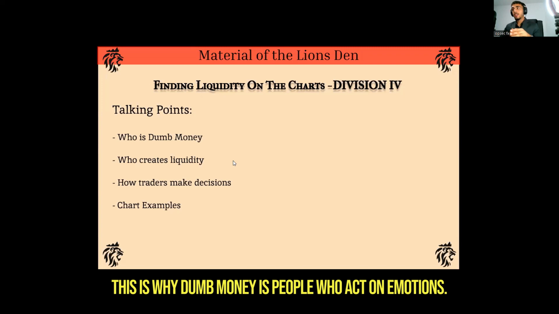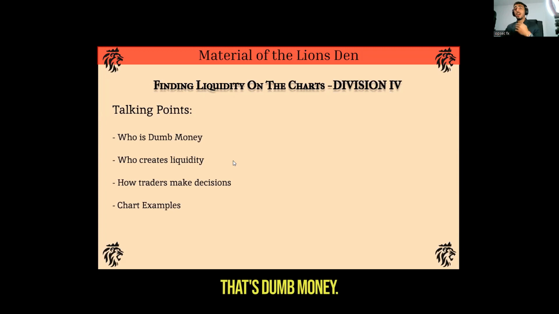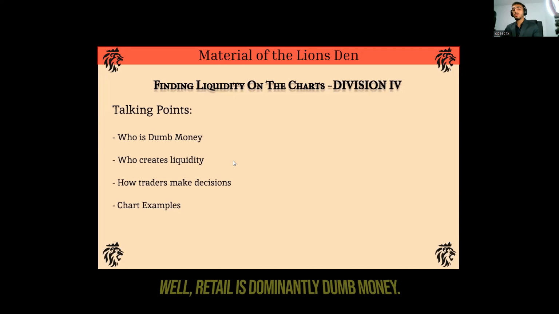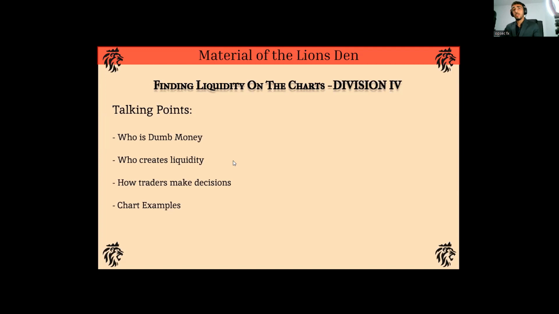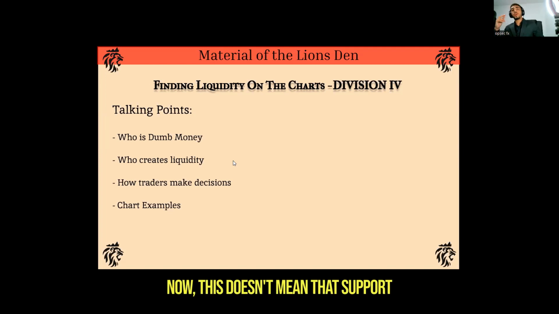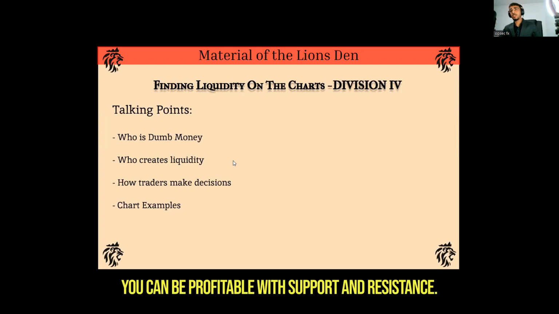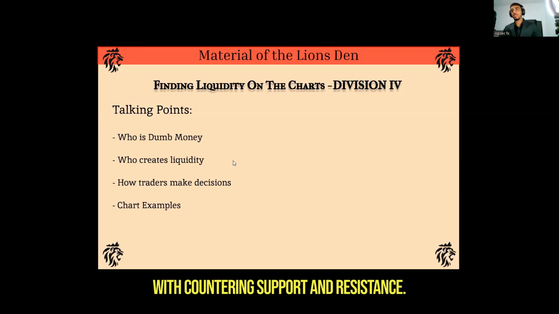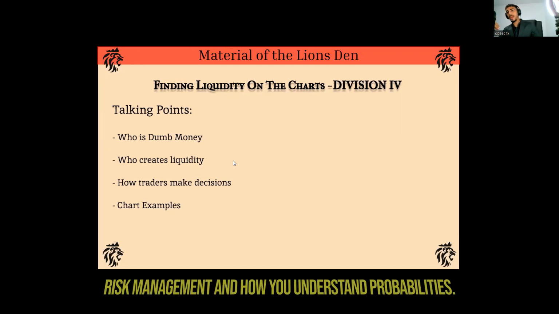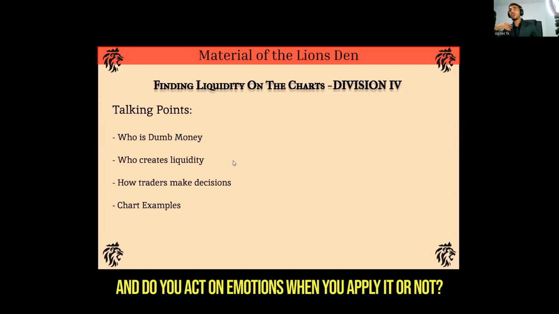This is why dumb money is people who act on emotions. And retail is dominantly dumb money. 95% of retail are dumb money. Now, this doesn't mean that support and resistance traders are dumb money. You can be profitable with support and resistance, and you can also be profitable with countering support and resistance. It all comes down to how you understand risk management and probabilities. And do you act on emotions when you apply it or not? Okay.